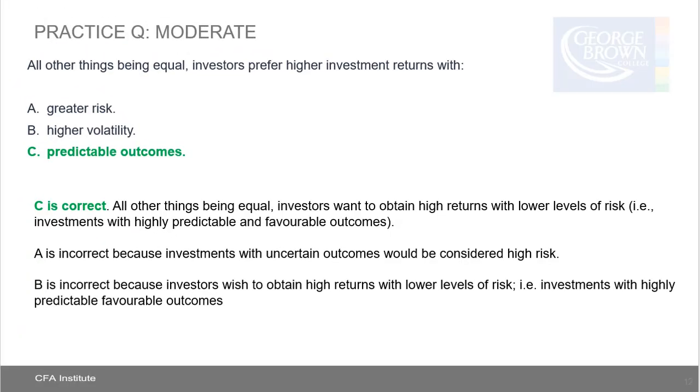All other things being equal, investors prefer higher investment returns with predictable outcomes. All things being equal, investors want to obtain higher returns with lower levels of risk, i.e. investments with highly predictable and favorable outcomes. So it says A is incorrect because investments with uncertain outcomes, again, that was the definition of risk. It's not only volatility, it's the uncertainty that comes with the volatility. You might have to sell an asset at a lower price than you may want to. If you had to do that, that's considered high risk. Okay, and B is incorrect because investors want to obtain high returns with lower levels of risk, i.e. investments with highly predictable, favorable outcomes.